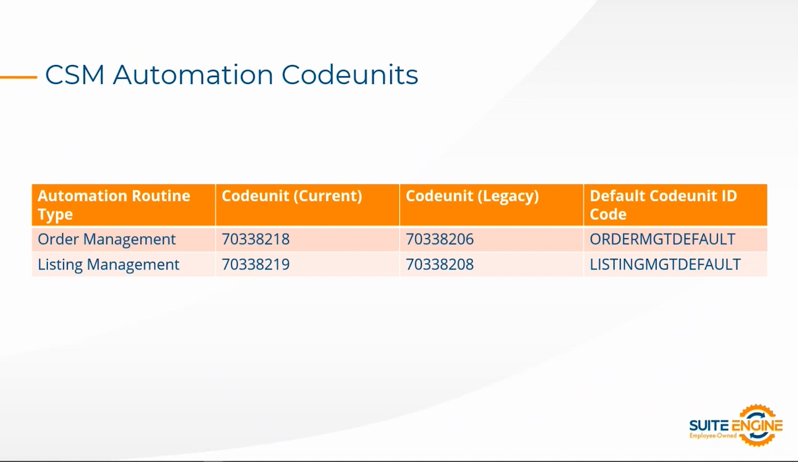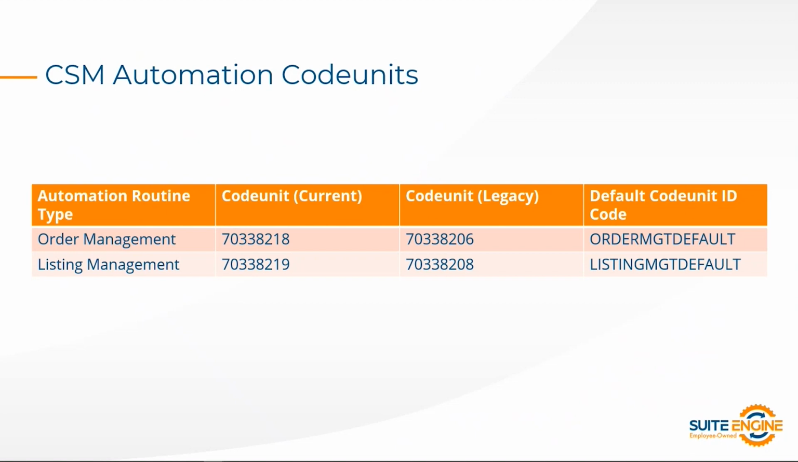The newer, or current, code units will still use these values by default, but they also will search out other code unit ID values based on something called a job queue parameter string. That'll make a lot more sense in a few minutes when I show it.